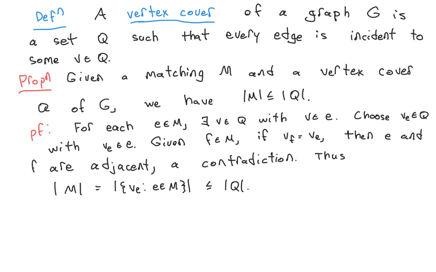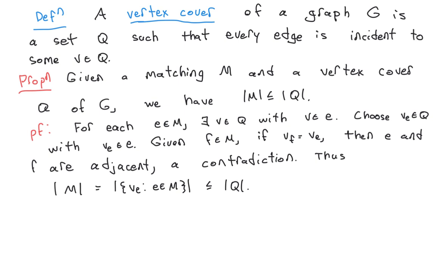Now we are going to prove another theorem about matchings in bipartite graphs related to a concept of vertex cover. This is one of the first examples in this course of what's referred to as a min-max theorem, which is that we're going to prove that the maximum of some parameter is equal to the minimum of another parameter.